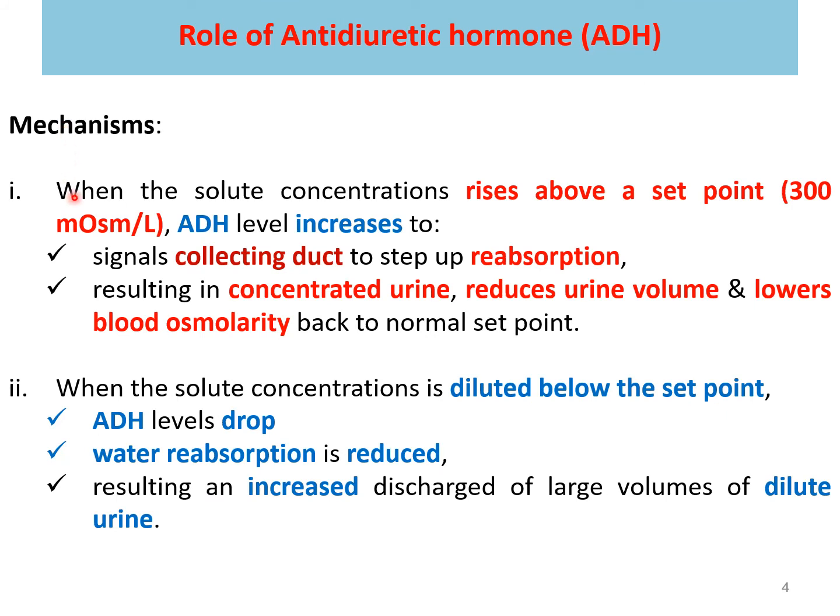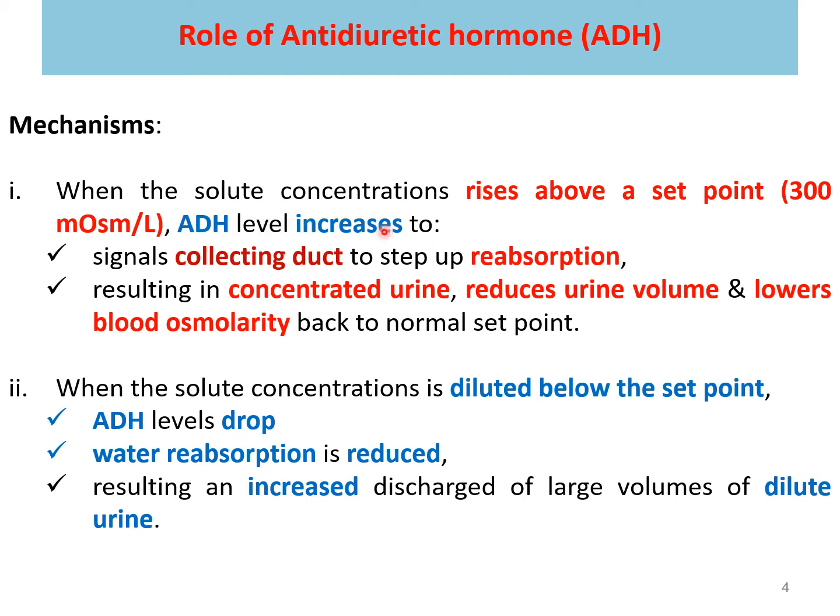So the mechanism, it says here, when the solute concentration rises above a set point, which is 300 milliosmoles, ADH level increases. Maksudnya kat sini, 300 milliosmoles adalah normal set point untuk concentration of your body fluid. If your body fluid's solute concentration rises above this set point, maksudnya your blood is lacking water, you have more solutes in your body fluid, in your blood for example. So this is when the ADH will take part. More ADH will be released or secreted.